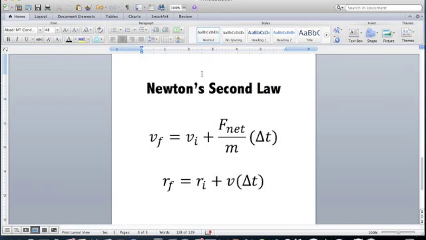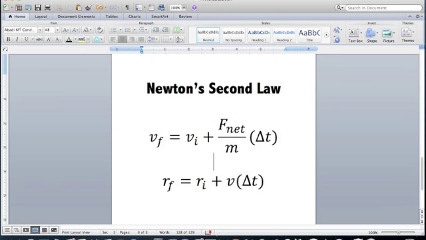In this lab, we will be exploring Newton's second law and the role it plays in predicting an object's motion. This includes the use of two equations. Final velocity equals initial velocity plus the net force divided by the mass multiplied by the change in time. Also, we can use final position equals initial position plus the velocity times the change in time.